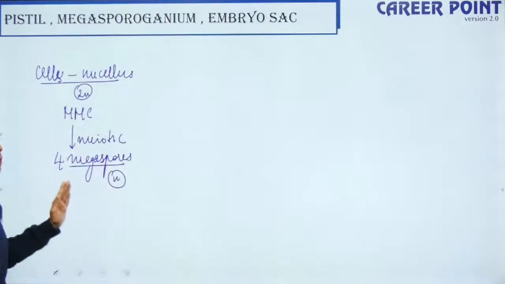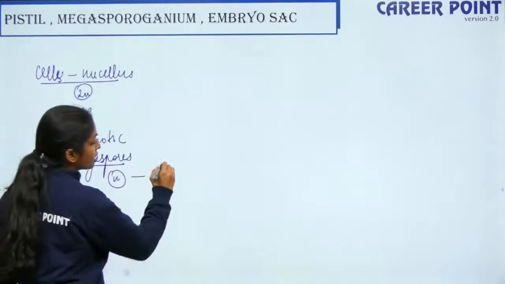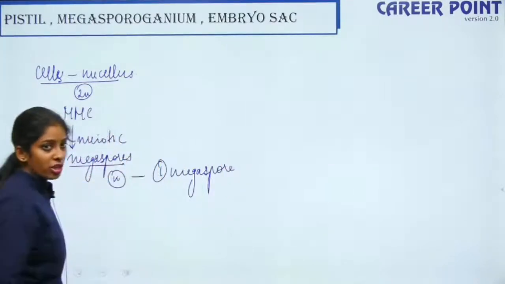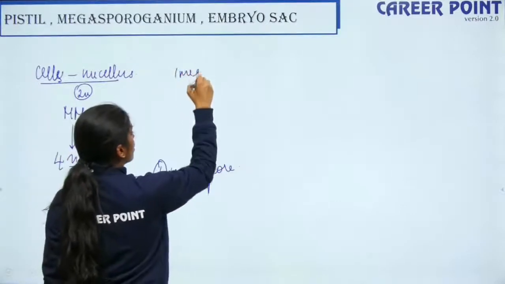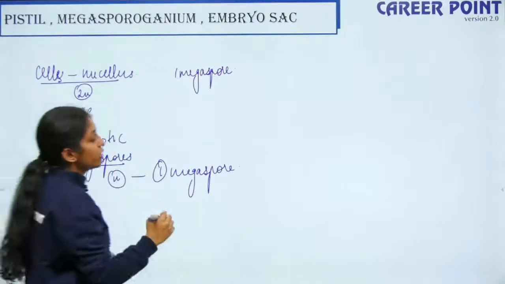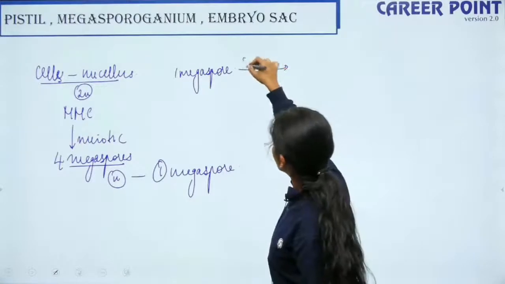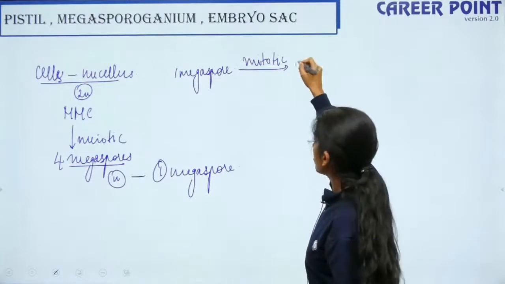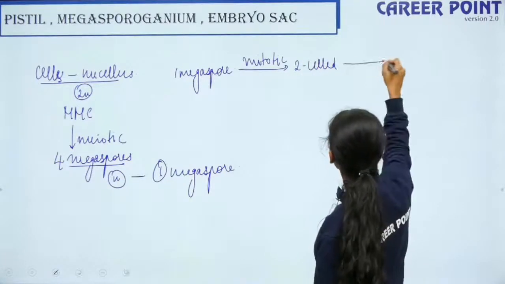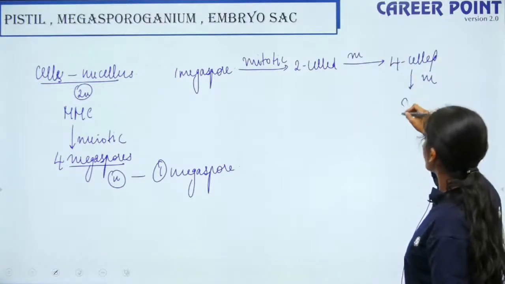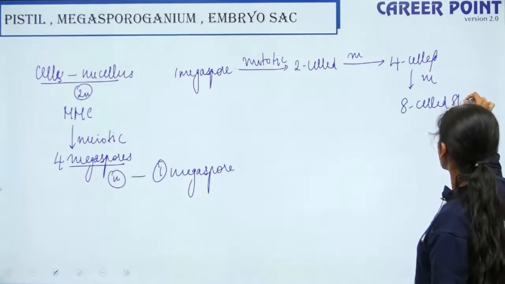Fine. It produces 4 megaspores. Unlike your 4 microspores, only 1 megaspore is functional. This 1 megaspore is formed by this process, which is called megasporogenesis. This 1 megaspore undergoes mitotic division to form 2 cells, the 2 cell stage. This further undergoes mitotic division to form the 4 cell stage, and this further undergoes mitotic division to form the 8 cell stage.